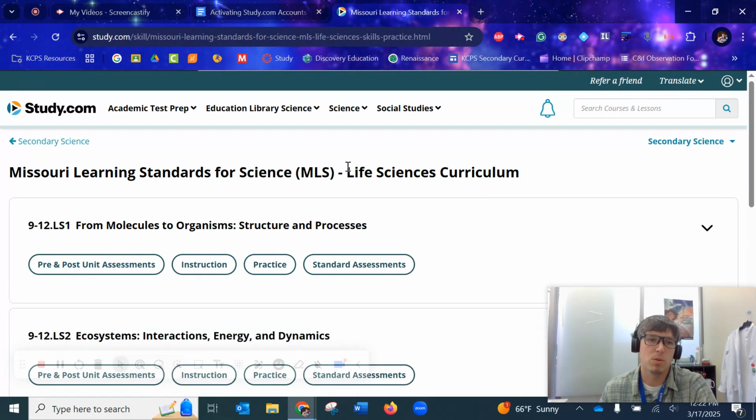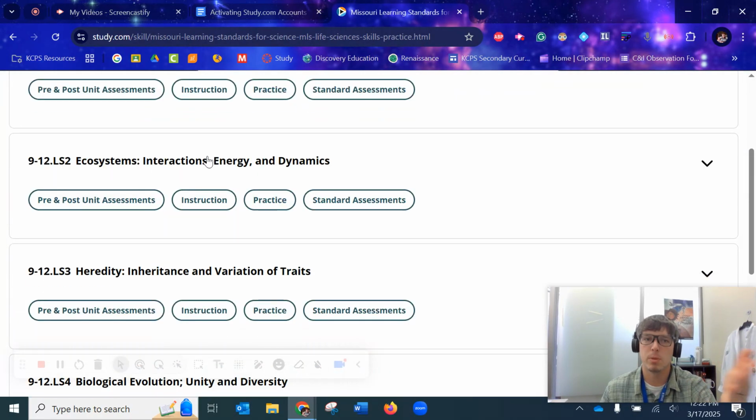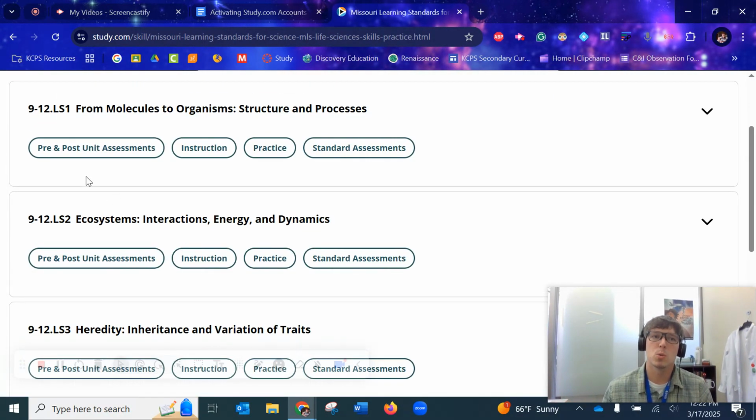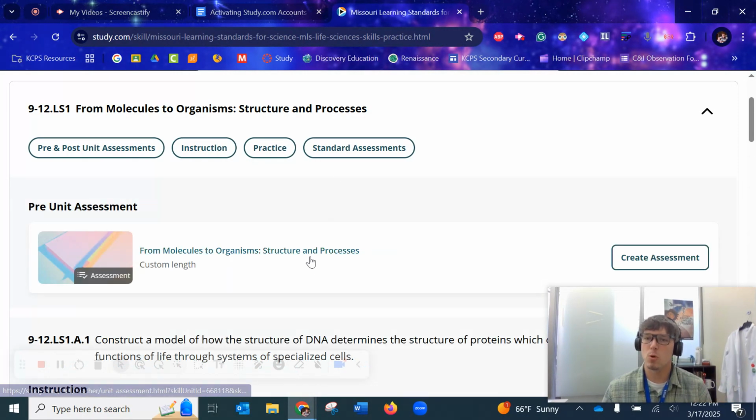If I pull this up, you see here is LS1, a bunch of resources for there. So that would be our Unit 1. Here would be our Unit 2, Unit 3, Unit 4. So it actually matches up with our resource perfectly. Each one comes with the pre and post assessment. There's the instruction, there's practice. So there's a lot of resources at your disposal within here.